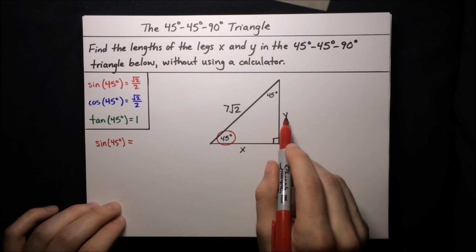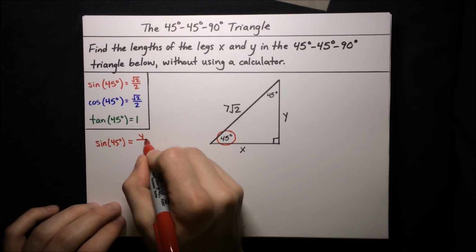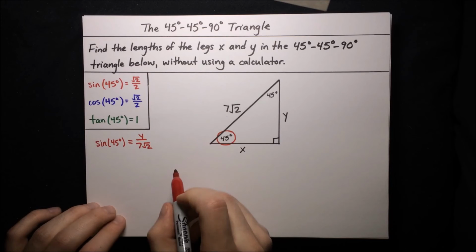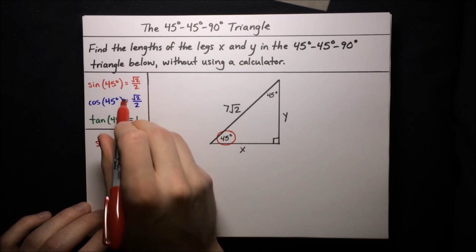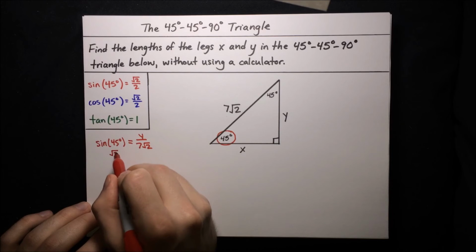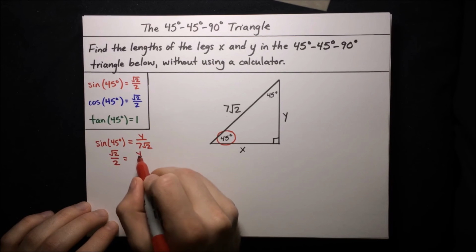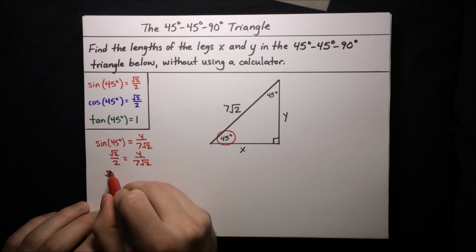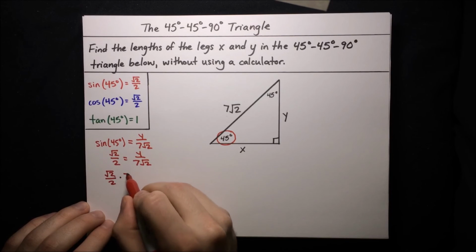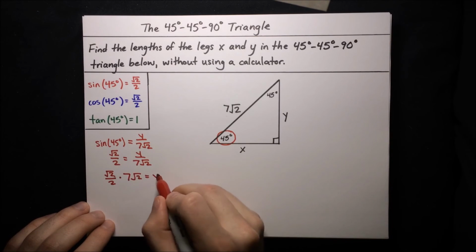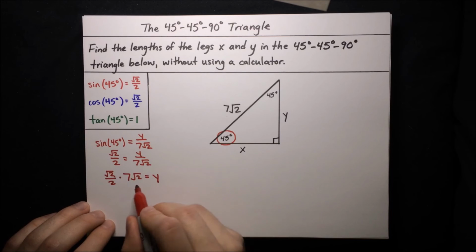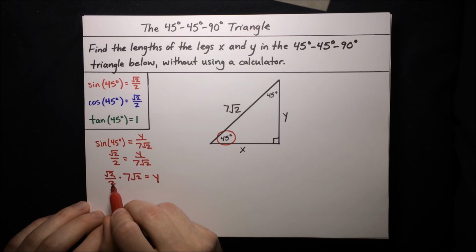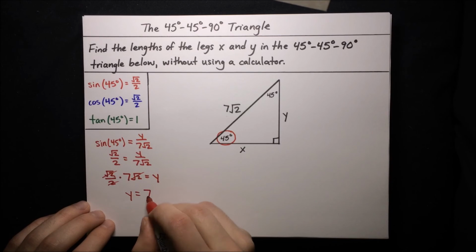So that's opposite over hypotenuse. So y over 7 root 2. And then let's go ahead and substitute in for sine of 45 degrees. That's just root 2 over 2 equals y over 7 root 2. So just multiply both sides by that denominator. So root 2 over 2 times 7 root 2 is equal to y. And then, so this root 2 times root 2, that'll make 2, and then divide by 2, and that'll cancel out. So we can cancel out all of these, and we just have y equals 7. There we go.